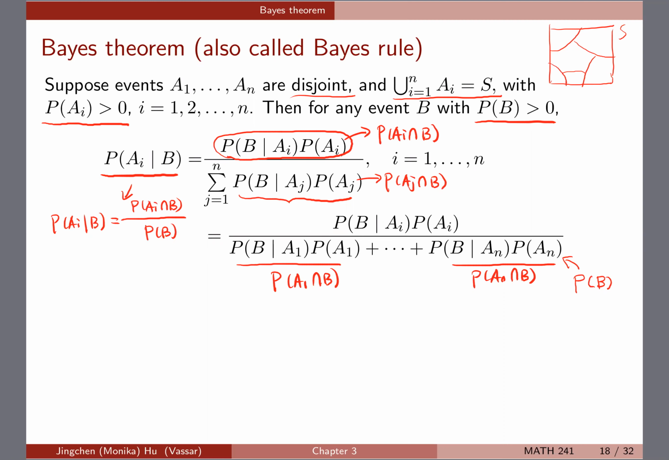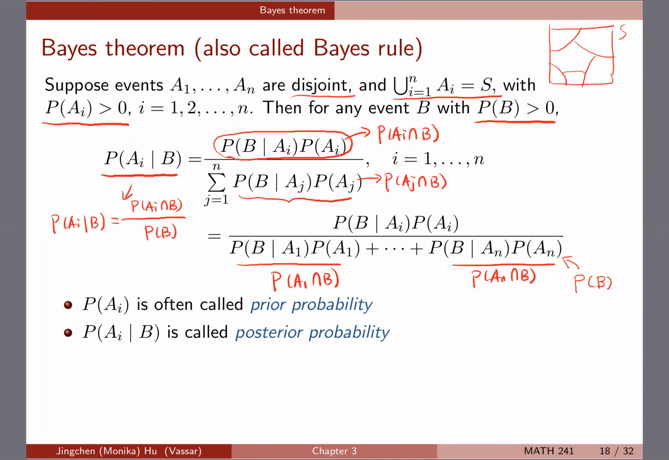Okay? So what Bayes' rule is helping us is once you have disjoint events A1 through AN and their union is the sample space, we can get the conditional probability of any of the AI given the event B from the formula here. Specifically, the probability of AI is typically called the prior probability, which we're going to cover later. And AI given B is called the posterior probability. So prior is like you haven't seen anything about B yet. And then posterior is after you have seen B, what do you think about AI?